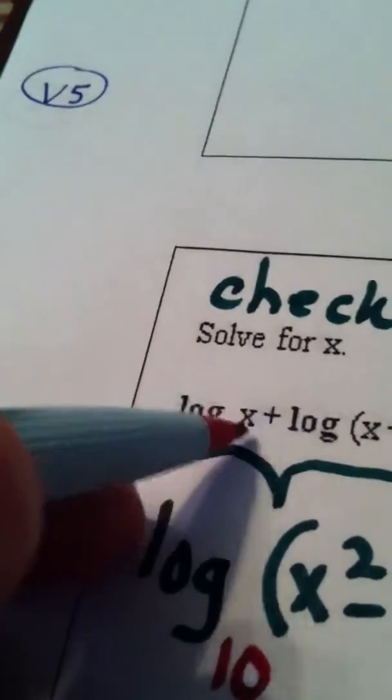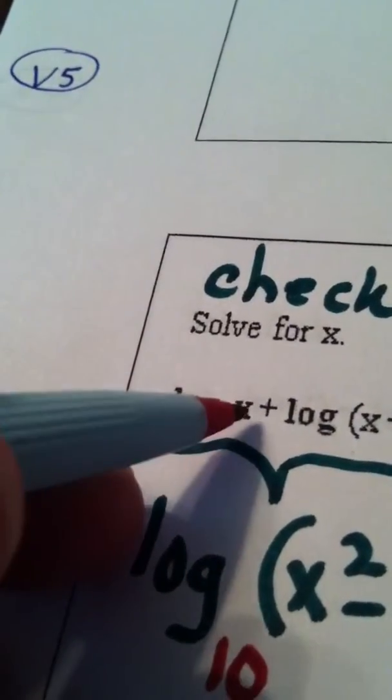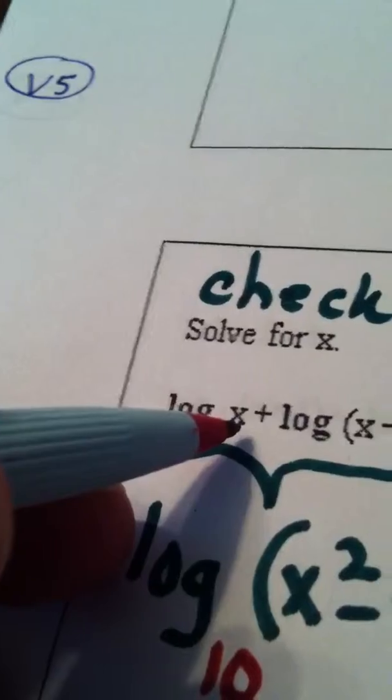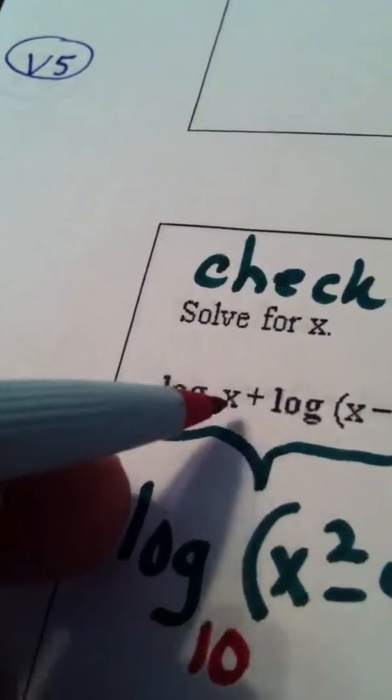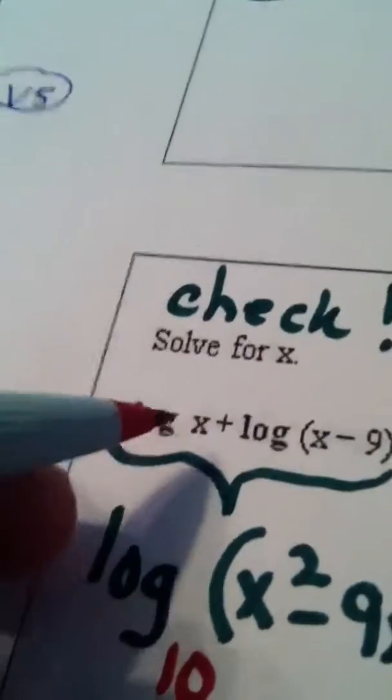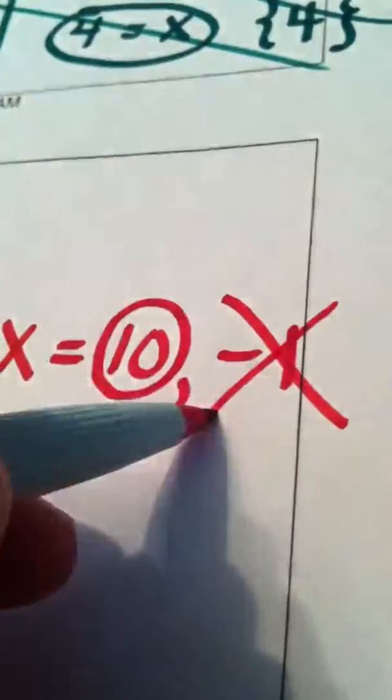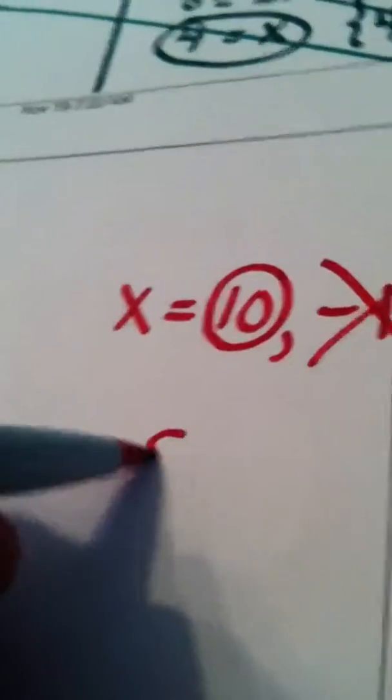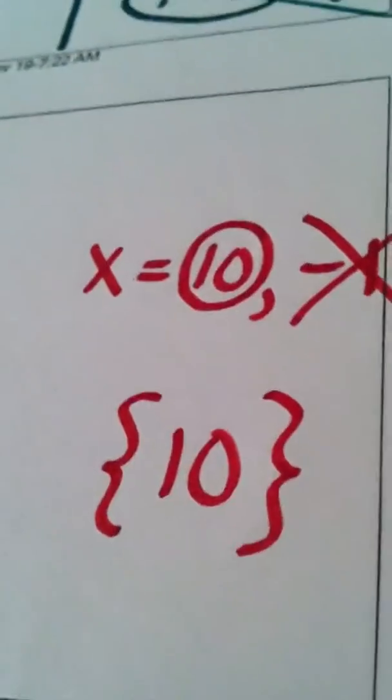Remember, the argument here has to turn out to be greater than 0. Whatever this becomes has to become a number greater than 0. Well, negative 1 is going to immediately kill it. So we ignore negative 1, we keep 10. So the solution set here would have the number 10 only in it.